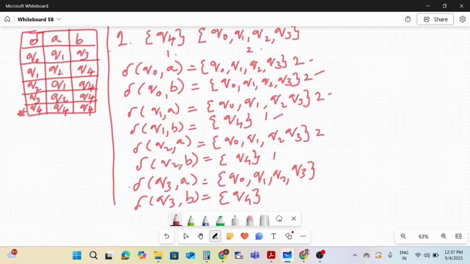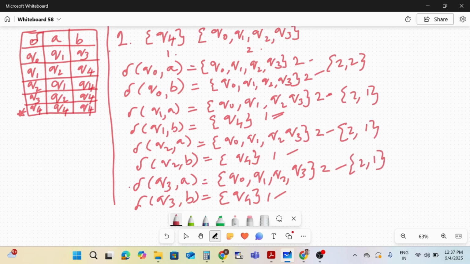Now let us try to write, this is going to which class? This is going to class 2 and this is going to class 1. So now you can see this is going to 2, 1, this is going to 2, 1, this is going to 2, 1, except Q0. Q0 is going to 2, 2. So you can see this is going to 2, 2 class, whereas Q1 is going to 2, 1.